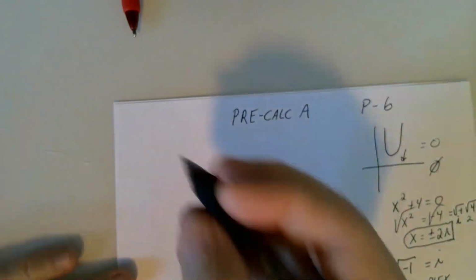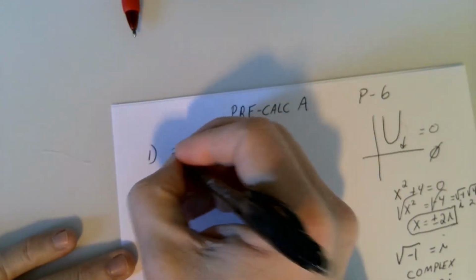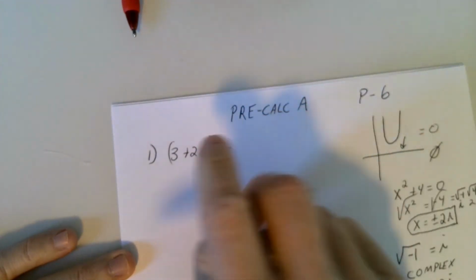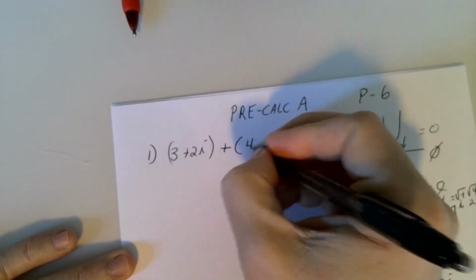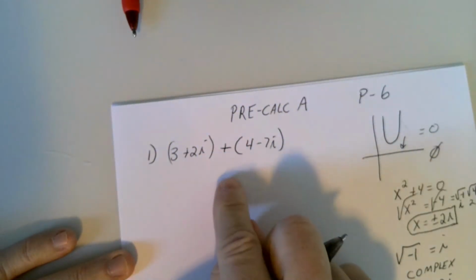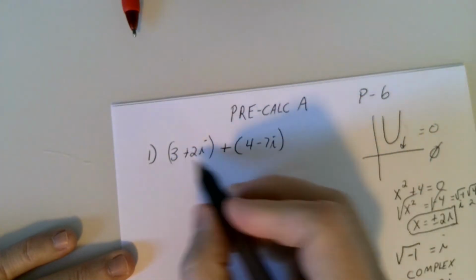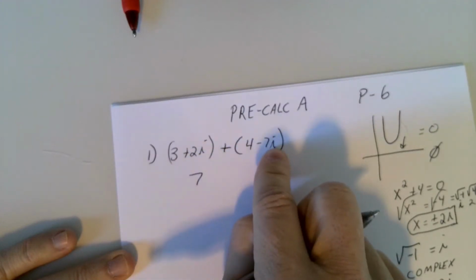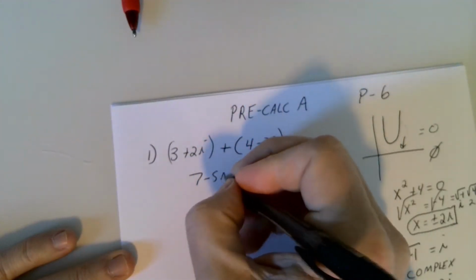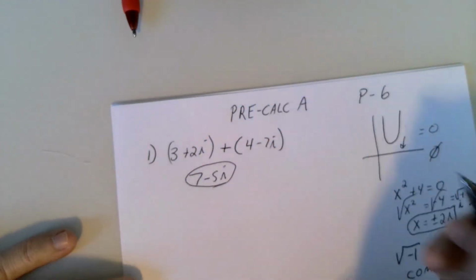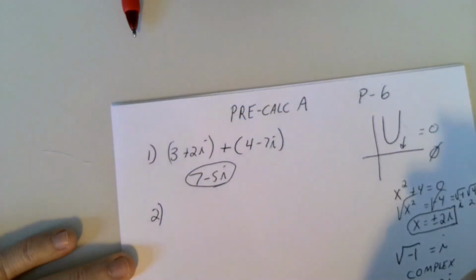Hopefully everybody's good on that. So number one, what if I had 3 plus 2i, this complex number, plus 4 minus 7i. Well, whenever we have addition like this, we're simply going to add the real parts, the 3 and the 4, to get 7, and the imaginary parts, 2i and minus 7i. And we get 7 minus 5i. And if you did that on your calculator, it would work that way too. But I wanted you to be able to do all these without the use of your calculator.